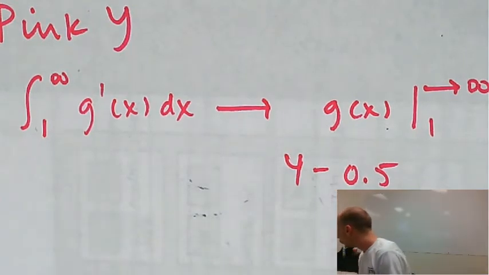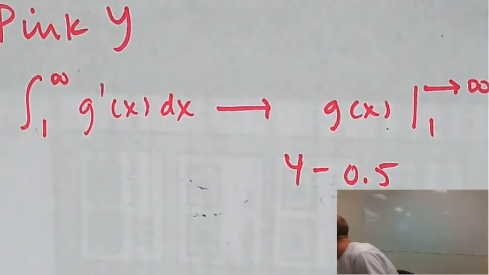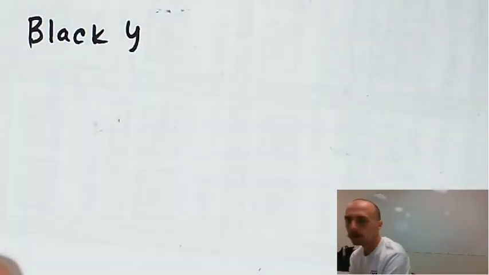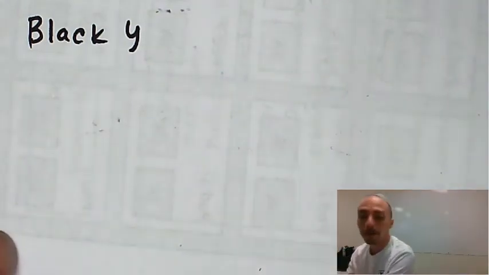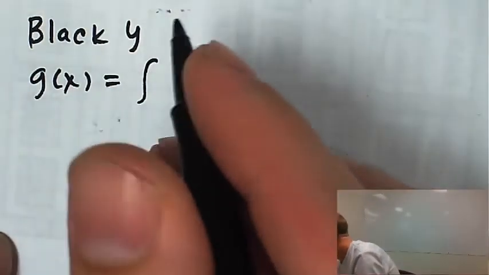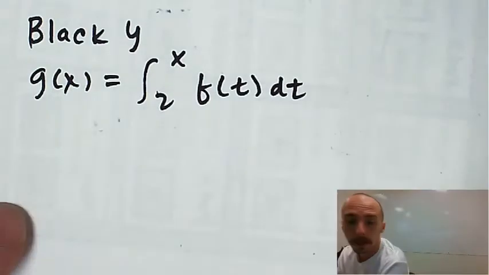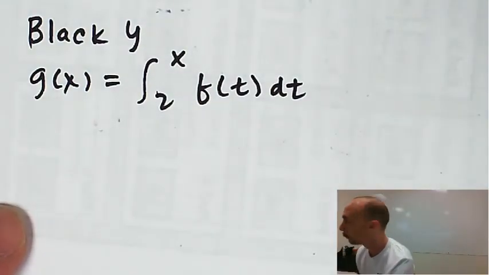All right, so the last one I've got is black Y, and that's going to be tough for me to work without having the picture here, but I'm going to do it anyway. For the black y, we want g of 10 times g prime of 10. Oh, actually, this one is not going to be as bad. They're defining g of x equals the integral from 2 to x of f of t dt. And they want to know what g of 10 times g prime of 10 is, right?